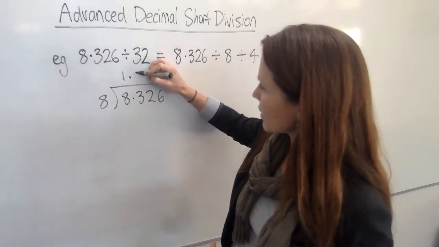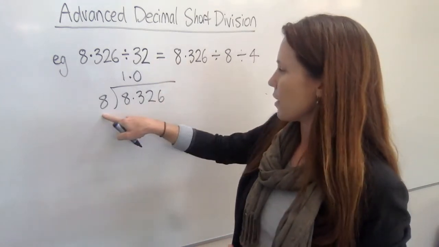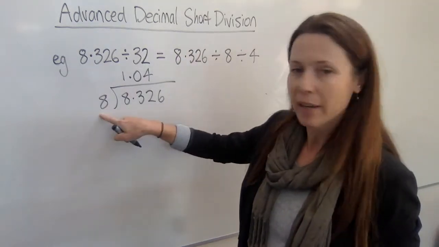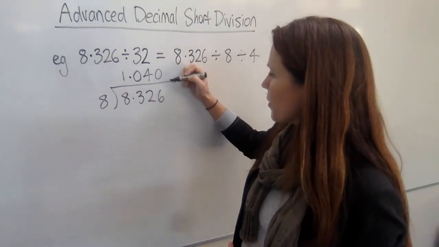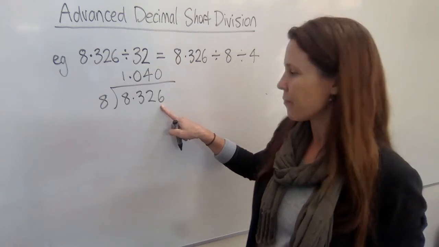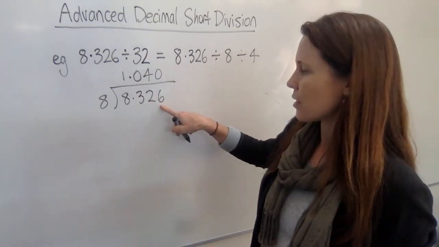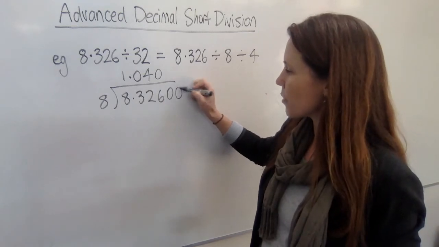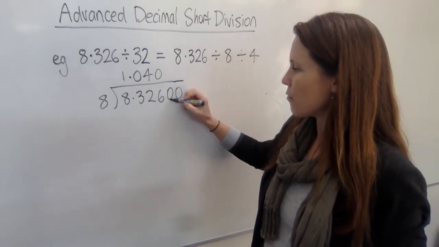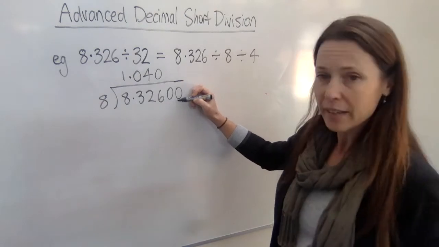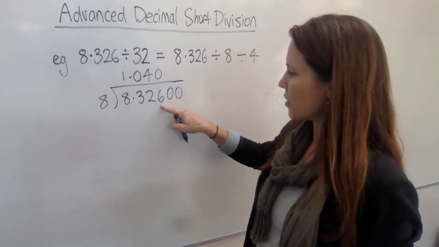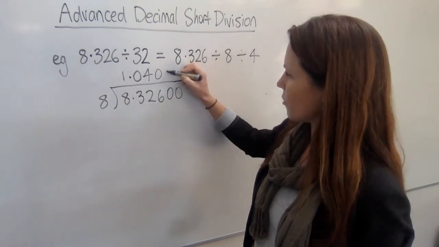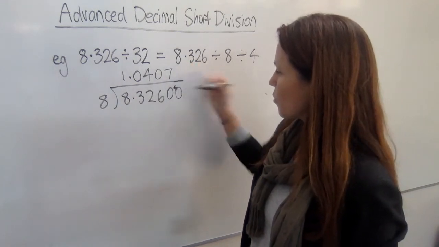3 divided by 8 doesn't go, but 32 divided by 8 gives me 4. Now we've got a trick here. 6 divided by 8 doesn't go, gives me 0, but I haven't used this 6 yet. Now remember, 8.326 is still 8.326, even if we add some placeholder zeros on the end here. So you can add a few of these, basically just to hold your leftovers, because 6 divided by 8 didn't go, but 60 divided by 8 does go 7 times, with a 4 as a remainder.